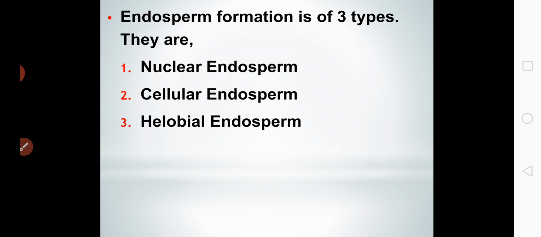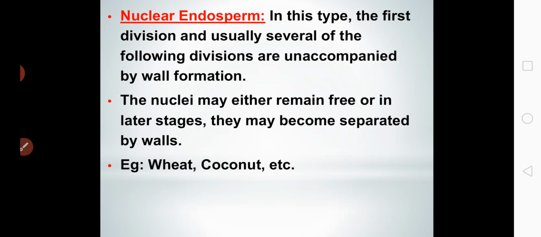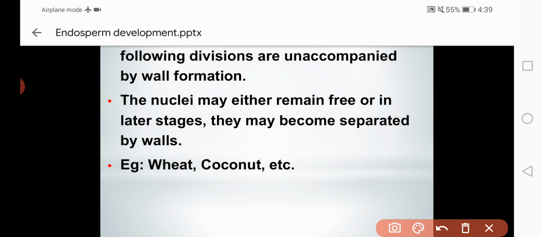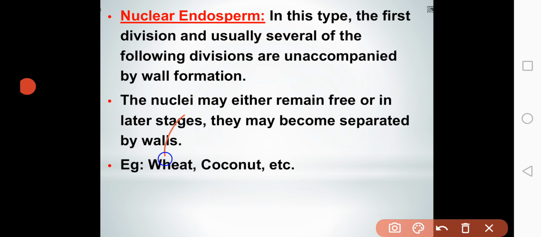Nuclear endosperm is also called free nuclear endosperm. In this type, the first division and usually several of the following divisions are unaccompanied by wall formation. Let us consider this is the primary endosperm nucleus or primary endosperm cell, and this primary endosperm cell contains a single nucleus.